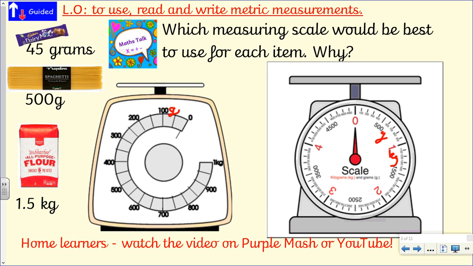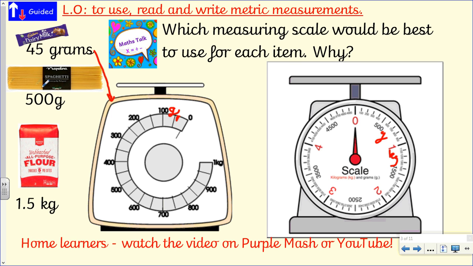So really for our dairy milk, we're going to be better off on this scale, just because it's that little bit bigger in terms of how we can see the intervals. On this scale, our dairy milk will probably come just about here, maybe even a little bit closer to the line. But on this one, it'd be really hard to measure accurately that it really was 45 grams, because we've got a lot smaller space there.